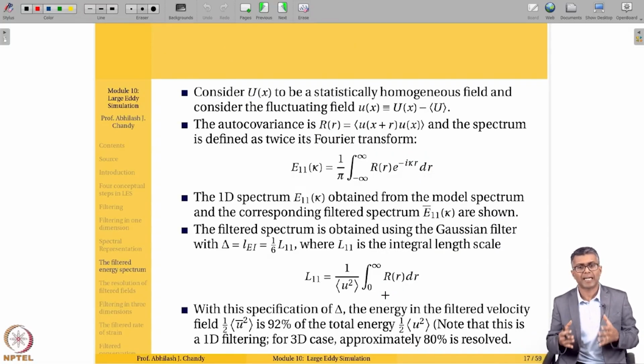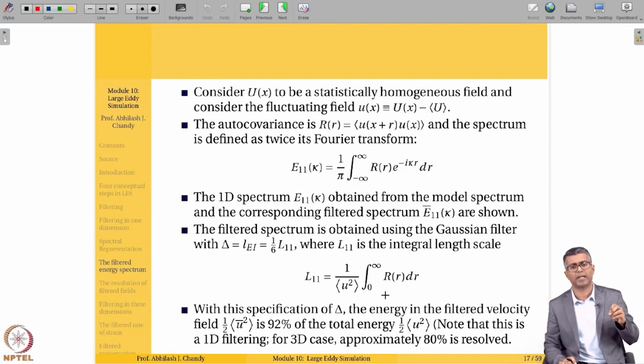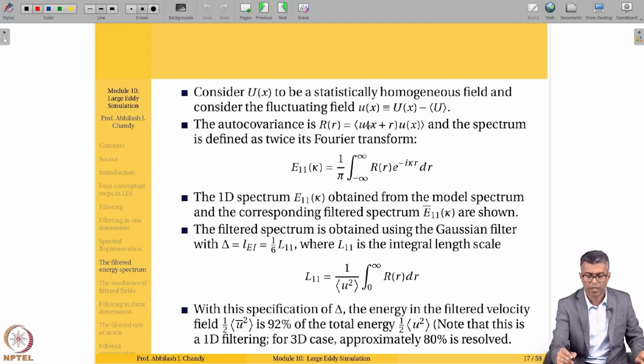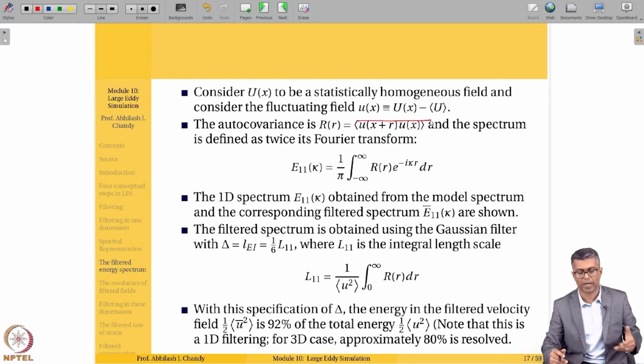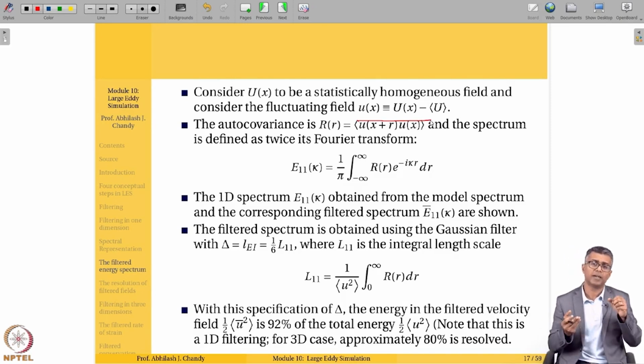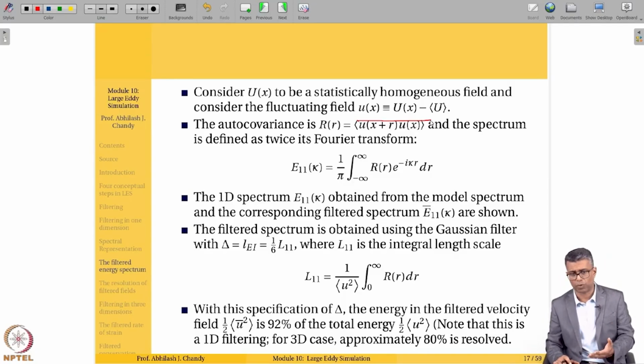Okay, so that is what is described here. Again, just to give a little bit more of a description, if you consider your u of x to be a statistically homogeneous field and consider the fluctuating field to be u minus u bar, then your autocovariance is the mean of u of (r plus x) times u of x. The energy spectrum is basically the Fourier transform of the autocovariance. That is what we have done here.